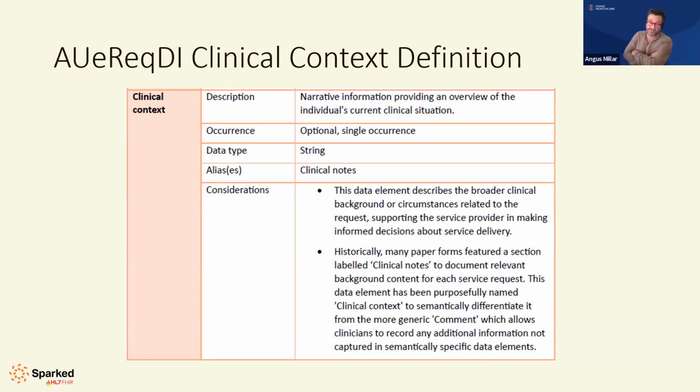So they want the data type of string. It's optional. It's a single occurrence for the entire request. And this is a data element that describes the broader clinical background and circumstances related to the request, supporting the service provider in making informed decisions about the service delivery. Historically, many paper forms feature a section labeled clinical notes to determine relevant background content for each service request. This data element has been purposefully named clinical context to semantically differentiate it from the more generic comment, which allows clinicians to record any additional information not captured in semantically specific data elements.